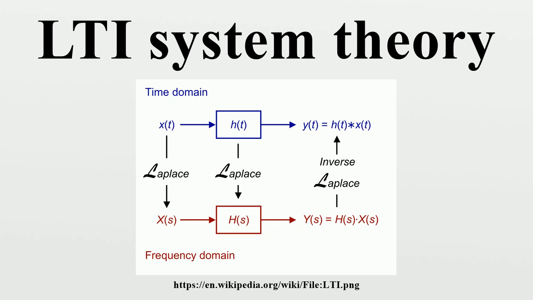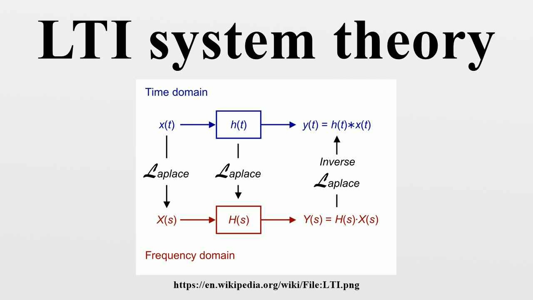Exponentials as eigenfunctions. An eigenfunction is a function for which the output of the operator is a scaled version of the same function. That is, where f is the eigenfunction and lambda is the eigenvalue, a constant. The exponential functions are eigenfunctions of a linear, time-invariant operator. A simple proof illustrates this concept.